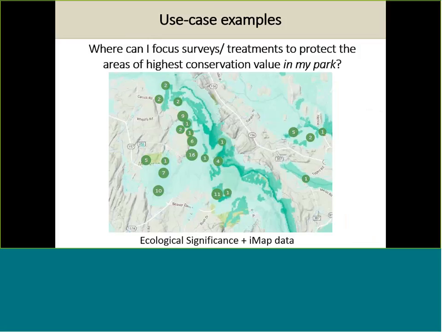So one example of using, say, the ecological significance map plus the IMAP invasives data that you might have is if you solely want to focus on areas of highest conservation value in your parks. And so regardless of where the human stresses are, if you wanted to focus on those highest areas of conservation value, you would only use then the ecological significance components of the map.